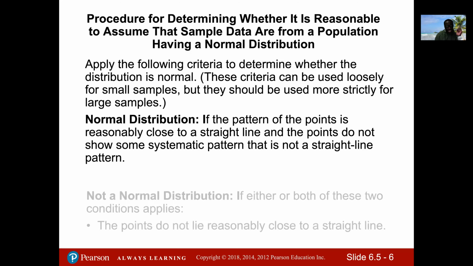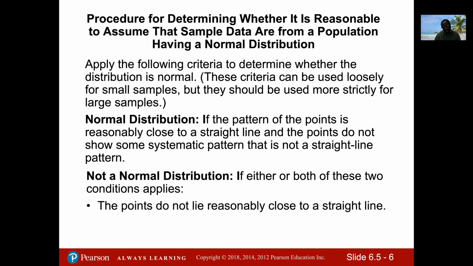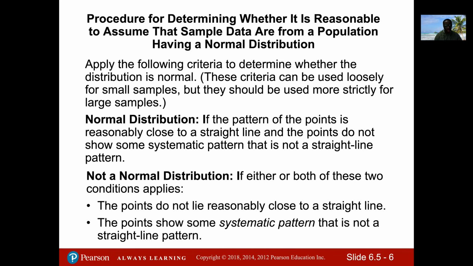So it's very important. On the other hand, if it's not normally distributed, there are two conditions, either or both of them at the same time. If either or both of these two conditions apply, that the points do not lie reasonably close to a straight line, you can use that alone to say that it is not normally distributed. Or you can use this alone, that the points show some systematic pattern that is not a straight line pattern. Or you can have a graph that has both of them. So either the first or the second to conclude that it is not normal, or both of them, okay.